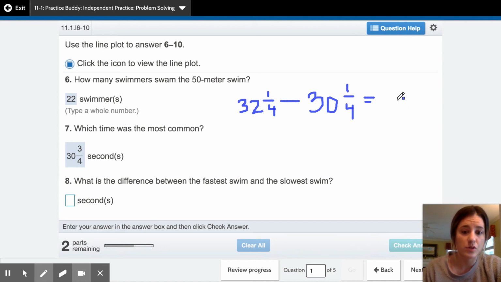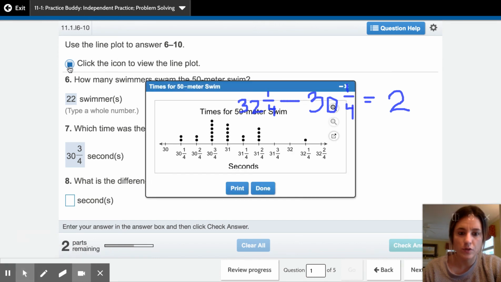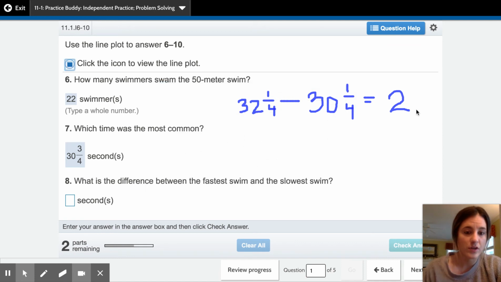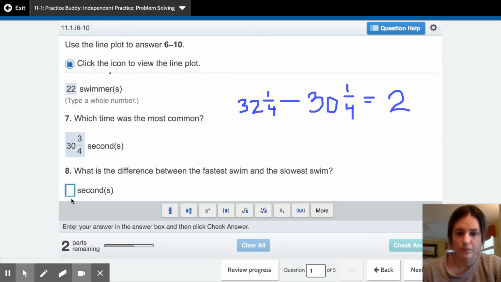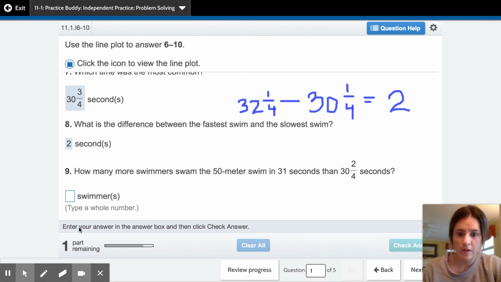And 32 minus 30 is 2. Hold on a second. I just want to make sure I put that right. 32 and 1/4. Yep. Okay. So my answer is 2. 2 seconds. Good. Okay. Let me erase this.